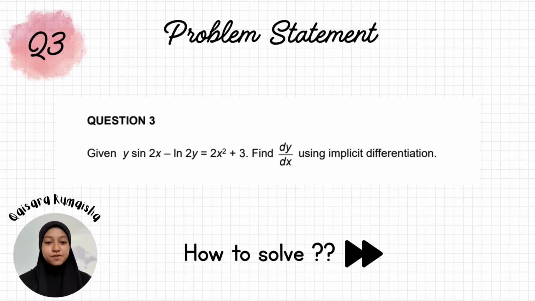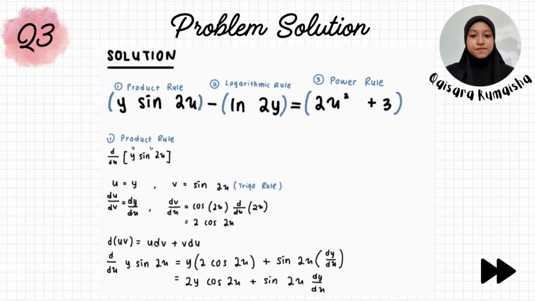Okay, now let's move on to question 3. Given y sine 2x minus ln 2y equals 2x squared plus 3, find dy over dx using implicit differentiation. How to solve it? To solve this question, we differentiate both sides of the equation with respect to x.